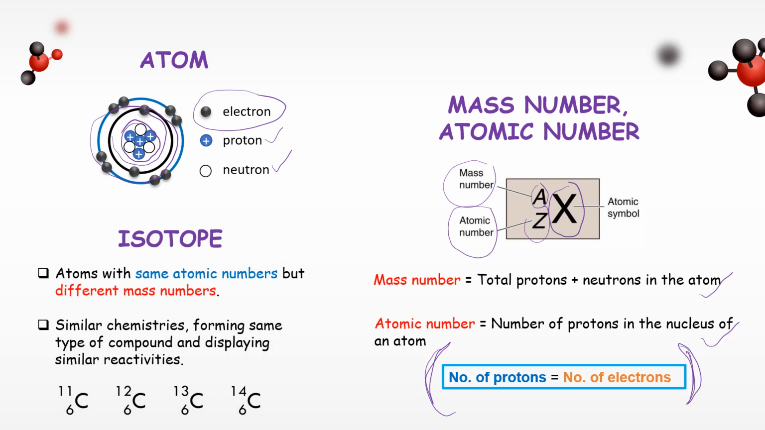And isotope here means atoms with the same atomic number but different mass numbers, and similar chemistry, forming the same type of compound and displaying similar activities. Example here we have 4 different types of carbon with the same atomic number but different mass numbers.